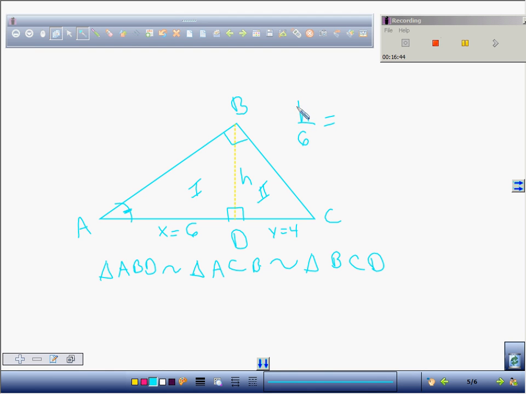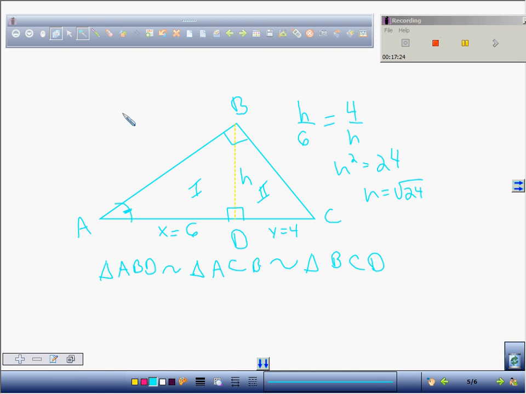So short leg is to long leg as short leg, what's the short leg of this triangle? DC. DC. As 4 is to, as short leg is to H. Okay? And so you get H squared equals 24. So H is going to be the square root of 24. I should have called this side 9 that way. So this is kind of tricky, right? Because there's a whole bunch of overlapping triangles.